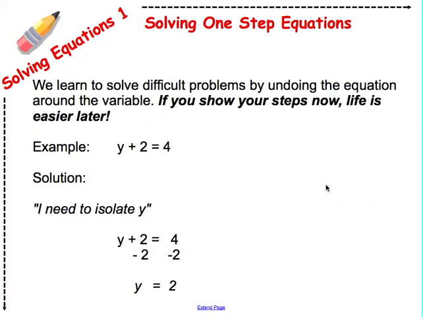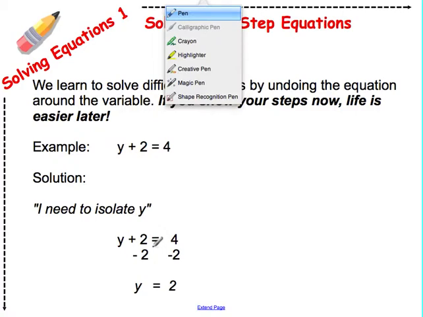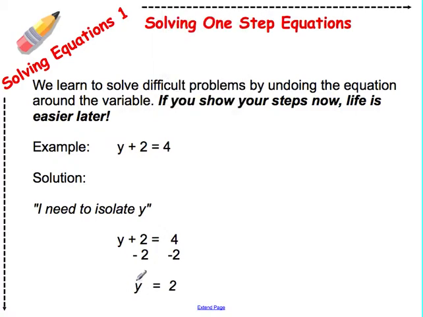We learn to solve difficult problems by undoing the equation around the variable. If you show your steps now, life is much easier later. Let's take a look at our example again. It was y plus 2 equals 4. For this solution, I need to isolate y, which means I need to get y all on its own. So down here in my solution, you'll see that I have y on its own.